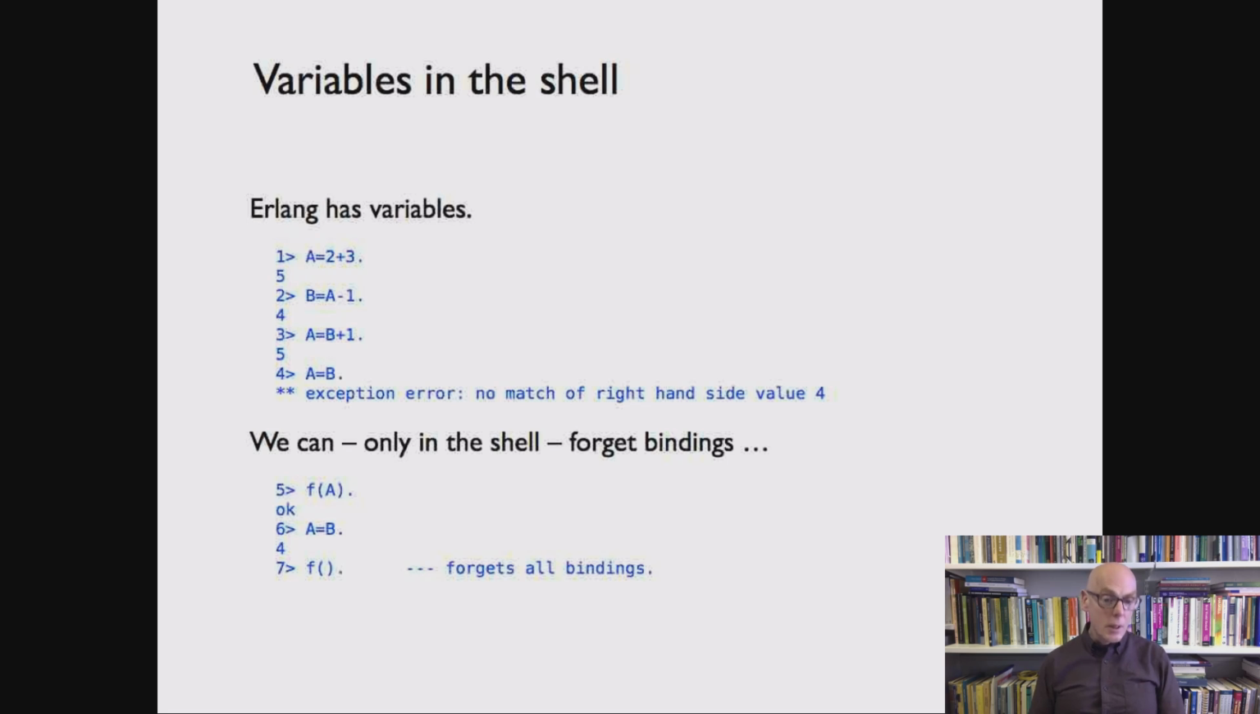And here's an example just of a transaction in the shell. You can see that you've got that final exception. And just to remind you, we talked about this when we first looked at the shell, we can forget bindings. So you can use f(A) to forget the binding of A. You can use f() to forget all bindings. But we can only do that in the shell. It's not something we can do inside a function definition. So temporary names in the shell can be rebound, but only explicitly by forgetting their previous value.